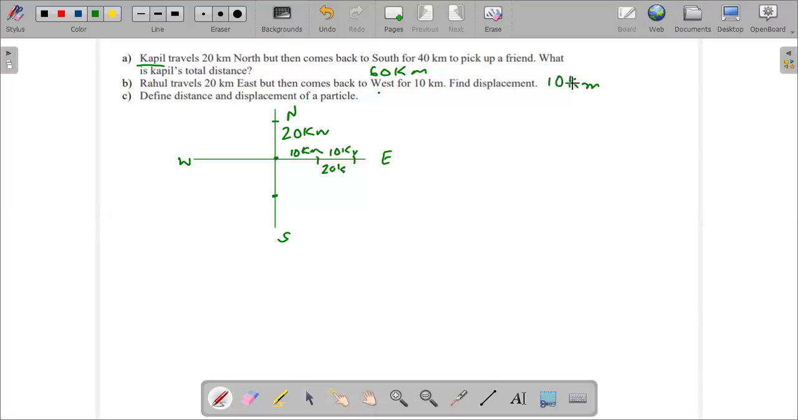Then define distance and displacement of a particle. So you can define this. It's already given in the passage also, or you can define in your own words. So Rachit, what is the definition of distance and displacement? Sir, displacement is the shortest path from point A to point B, and distance is the total amount of area covered. Not area, total distance traveled. Yes, sir. Or you can say the length of the actual path traveled.